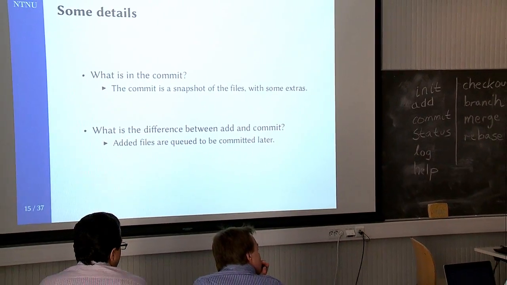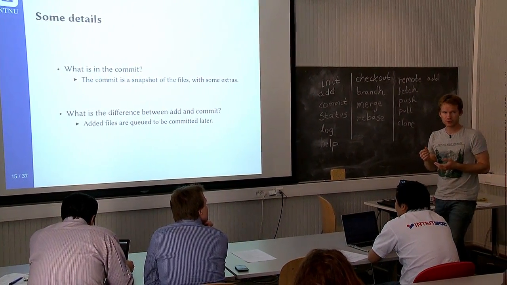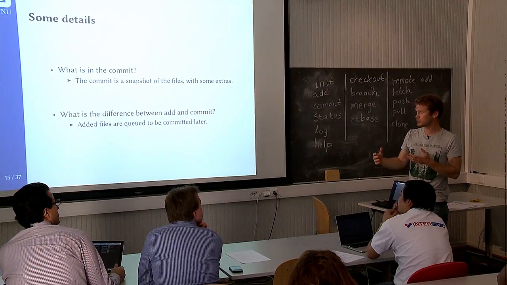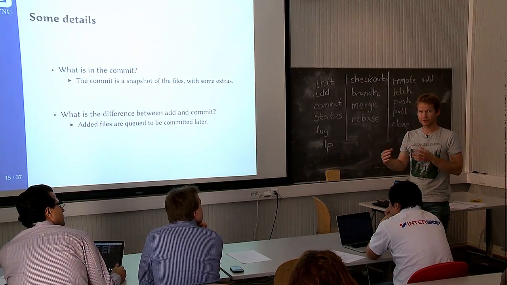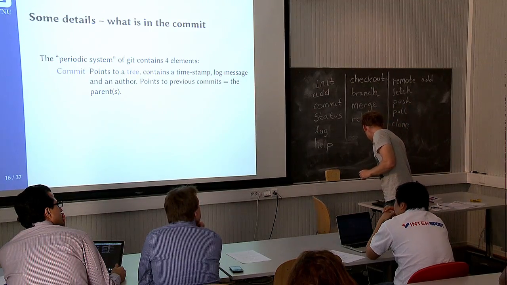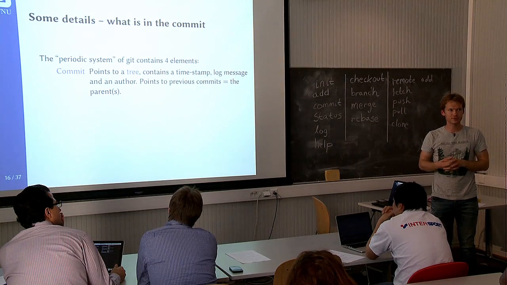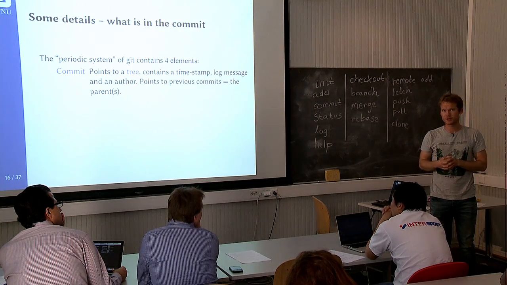So this commit, you can think of it as a snapshot of all your files. And when you are doing add, you are sort of adding files to a queue to be committed at a later stage. To give you even more details, I have to discuss the periodic system in Git, because that one is very easy. It just contains 4 items.